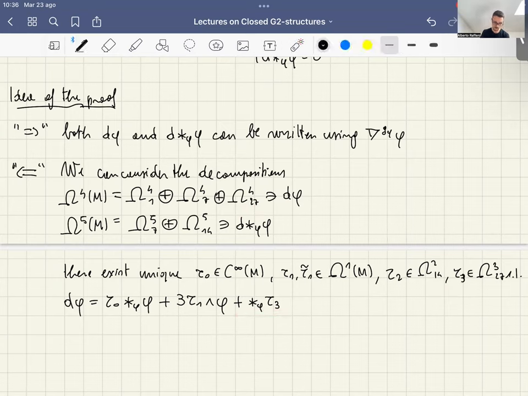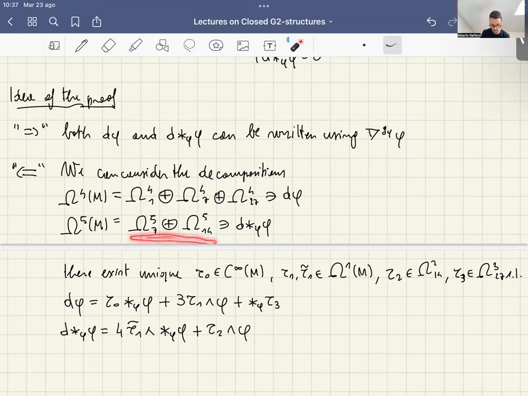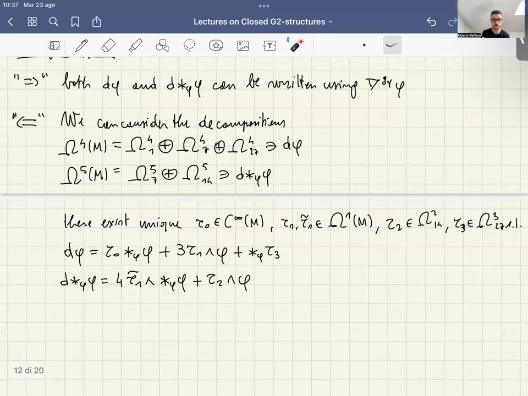So there is no big surprise here. And then the differential of star phi is given by 4 tau 1 tilde wedge star phi plus tau 2 wedge phi, where again we are using the expressions of forms belonging to the spaces that follow from the pointwise description we gave yesterday. So just have a look at what we wrote yesterday and compare to convince yourself that you can write something like this here.